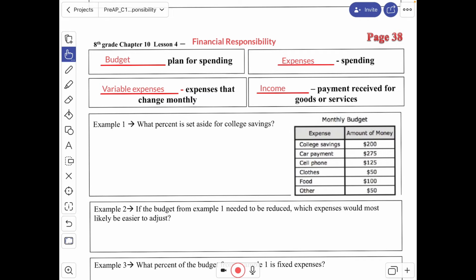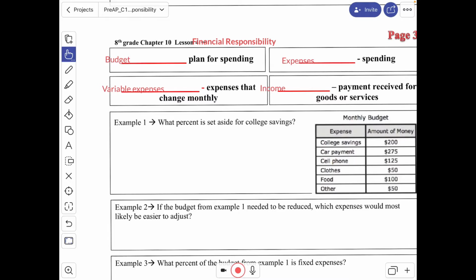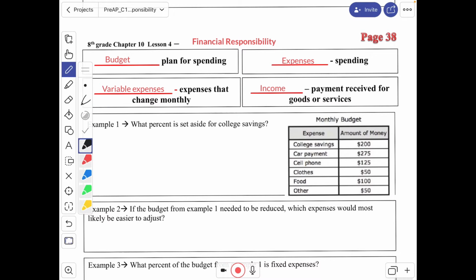Example 1. What percent is set aside for college savings? Well, to find that, we will need a total over how much she set aside for the college savings. So you'll need to add all those up, and you'll find $800 is her monthly budget for her total. Remember, part over total. And they both end in 2 zeros, so we can cancel that. That's like dividing by 100. And that leaves us with 2/8, which could be simplified to 1/4.